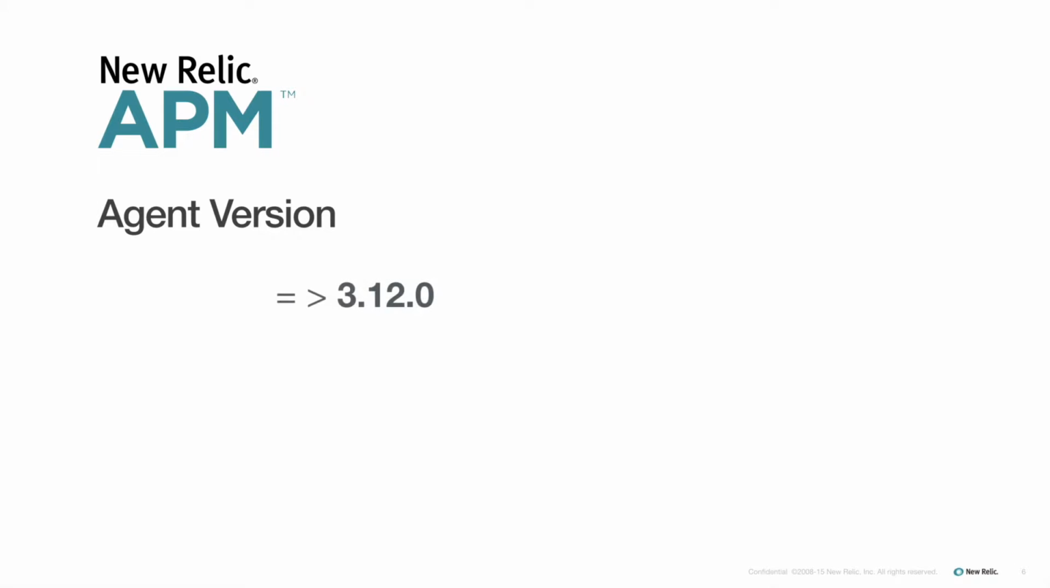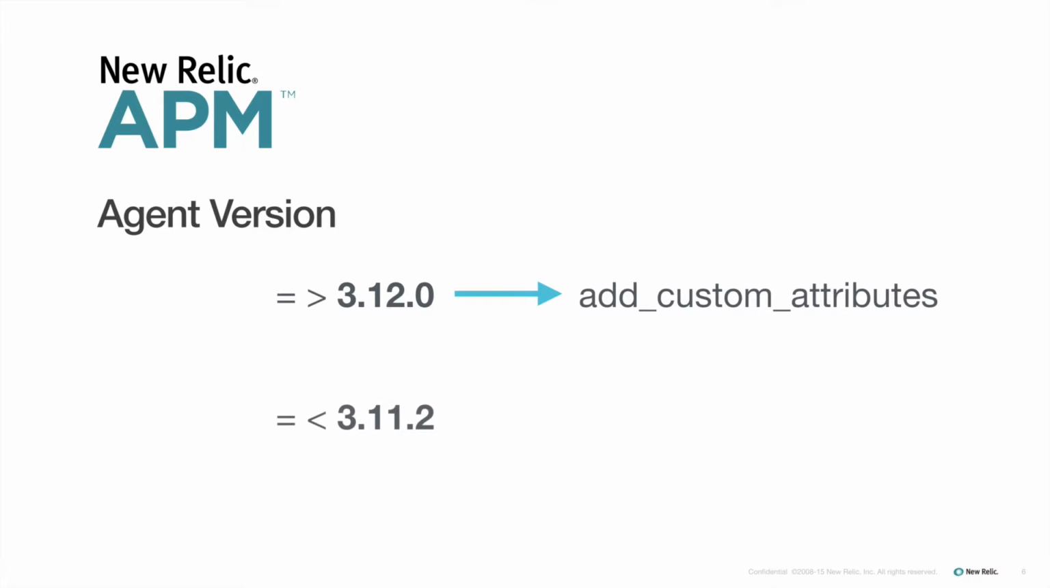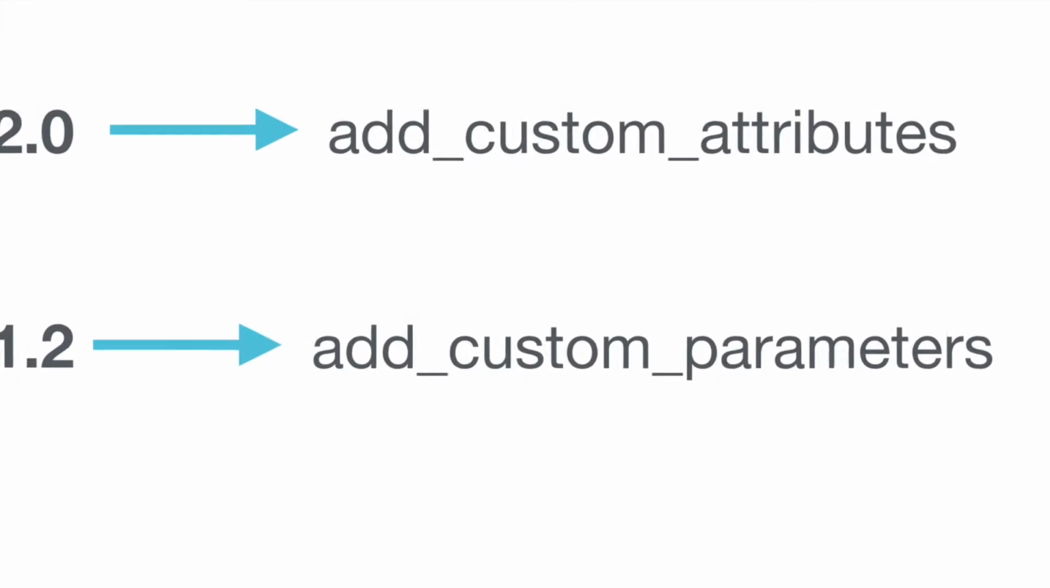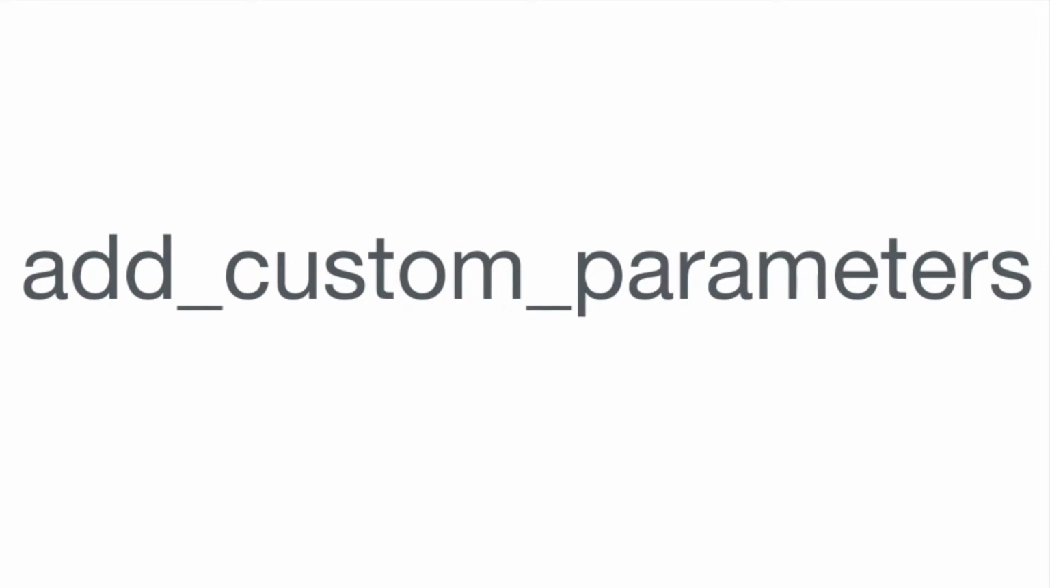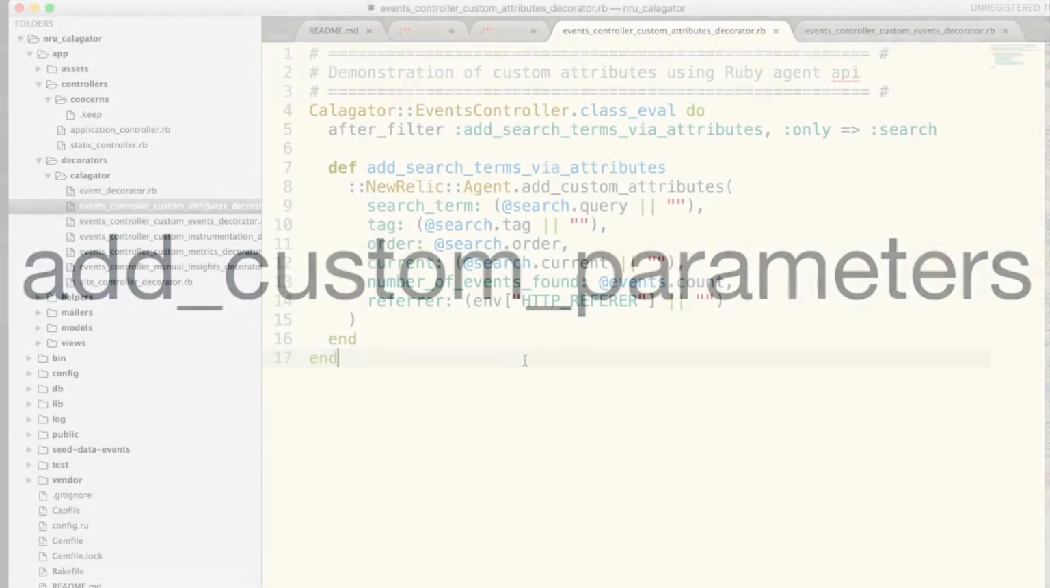The first thing I need to do is check my agent version. If my agent version is 3.12.0 or higher, I'll need to use the Add Custom Attributes method. And if my agent version is 3.11.2 or lower, I'll need to use the Add Custom Parameters method. So I checked in my account settings and found that my app is using the Ruby agent version 3.16.3.323, which means I'll be using the Add Custom Parameters method.